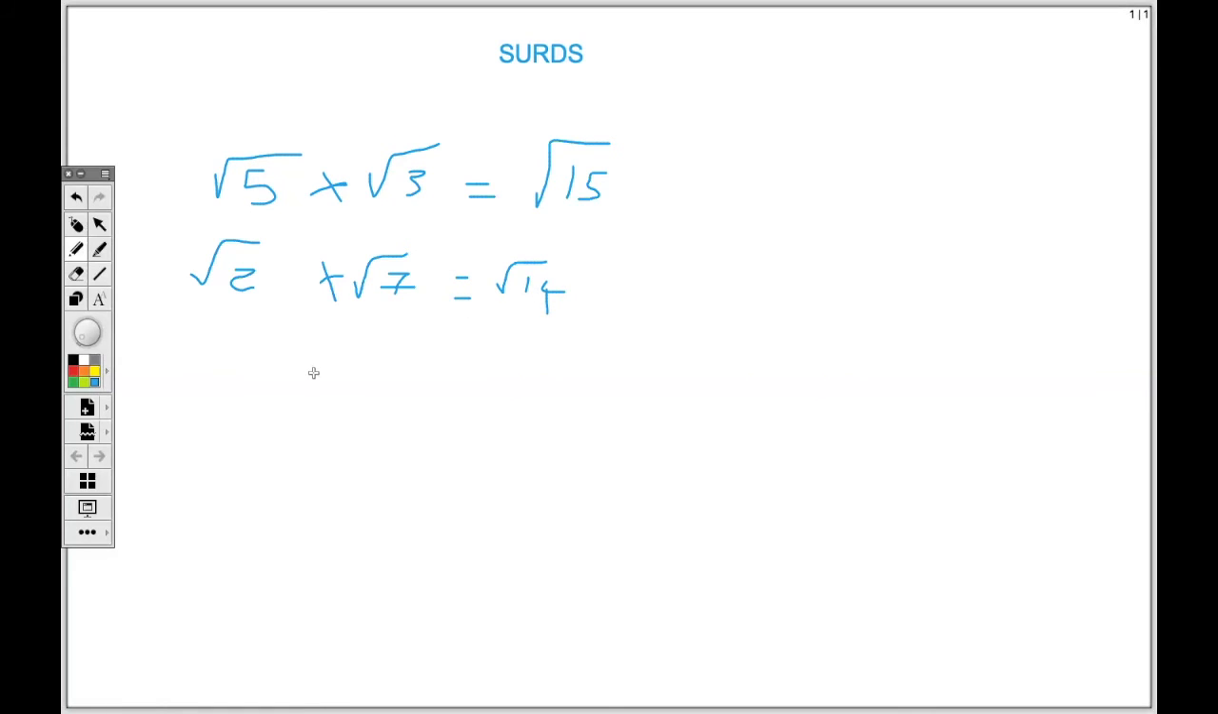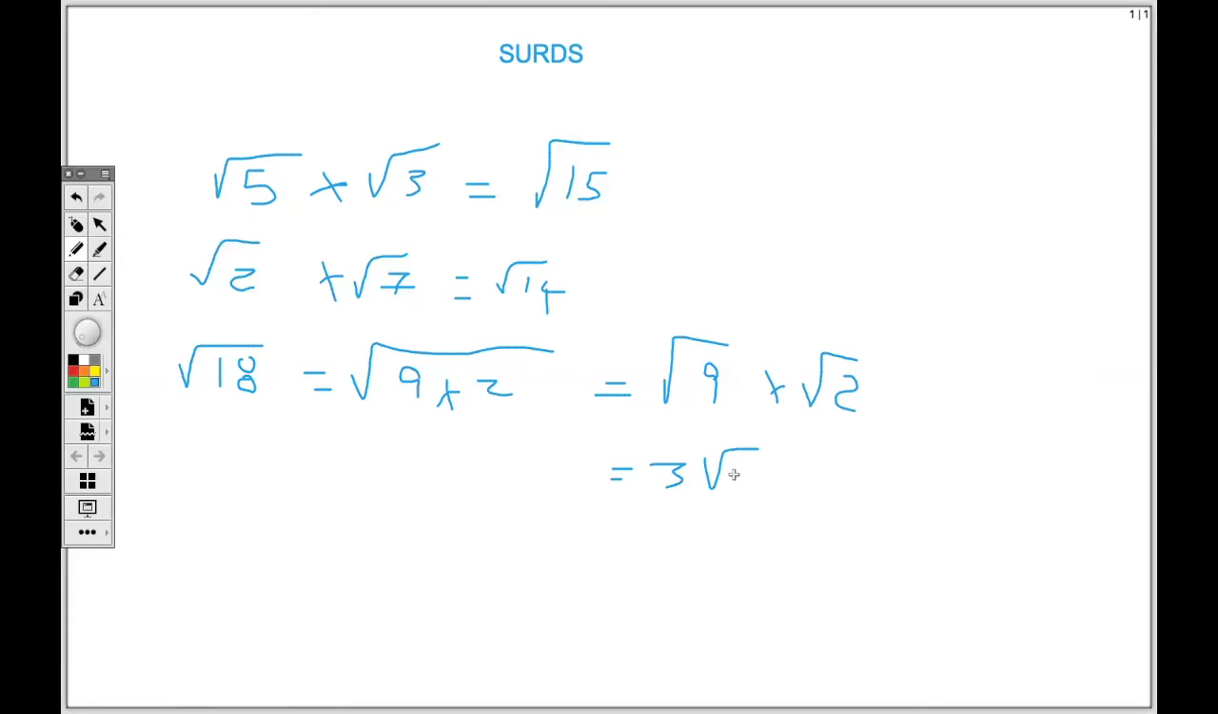Also, if I have root 18, I can simplify this further, where 18 is the same thing as 9 times 2. Now we can go ahead and split this. So this is root 9 times root 2, and the square root of 9 is 3. So root 18 is the same thing as 3 root 2.